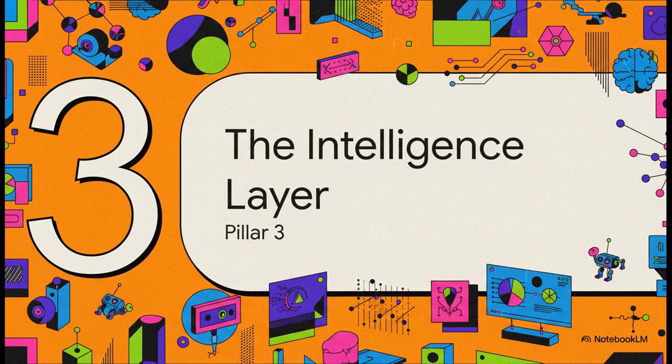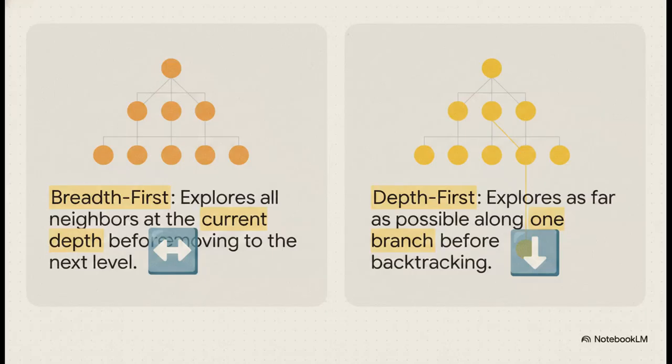All right, let's move up from the hardware. Now we get to pillar 3, the intelligence layer. This right here is where things start to feel like science fiction. We're looking at how you build systems that can learn, predict, and solve problems all on their own. Now, to make an AI work, you have to teach it how to search for solutions in a huge sea of possibilities. And this shows 2 basic ways to do that.